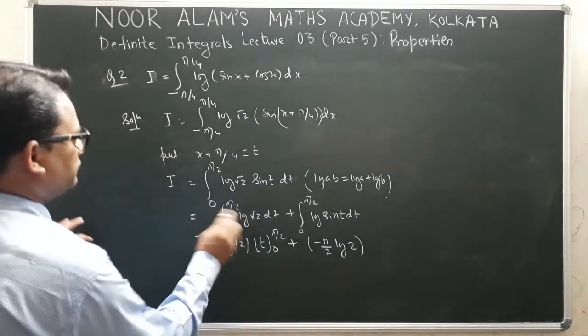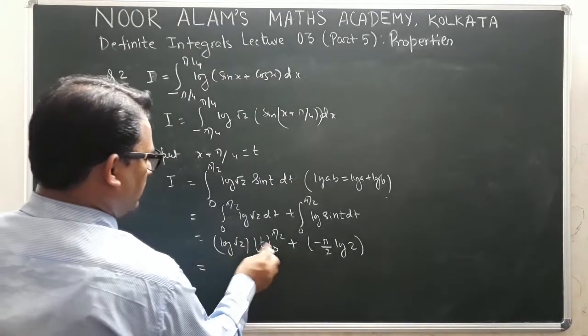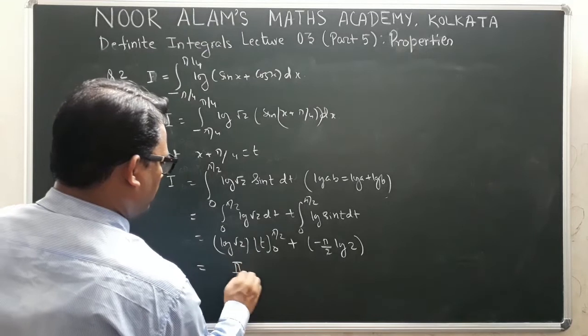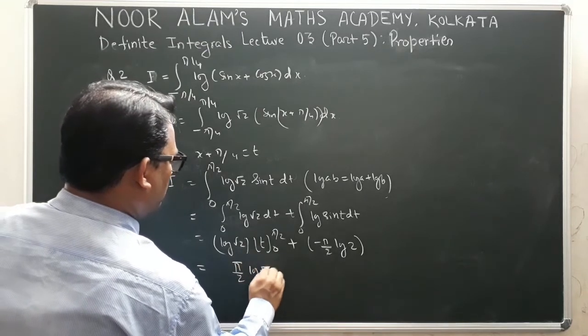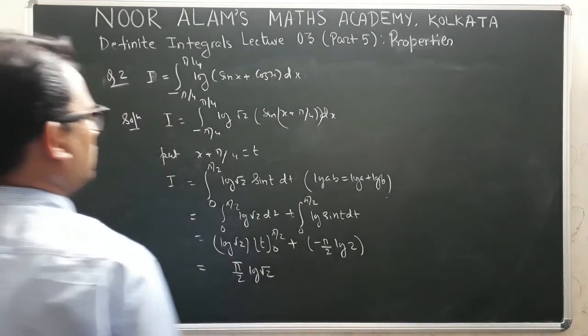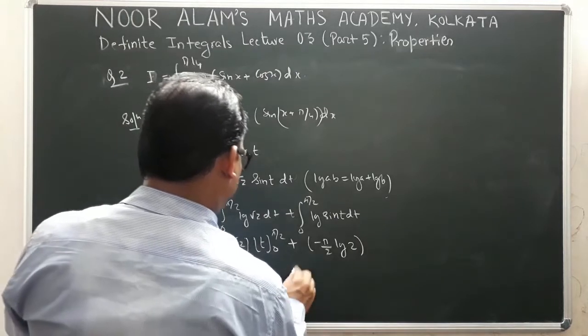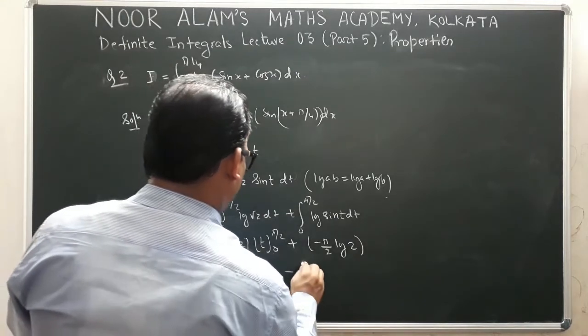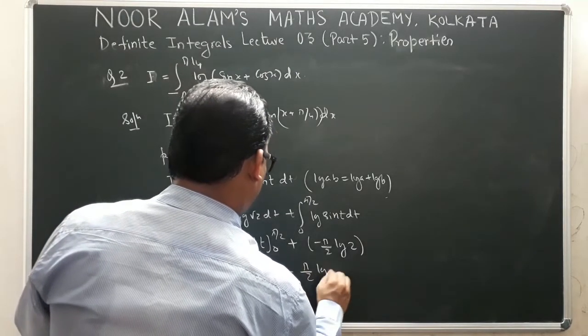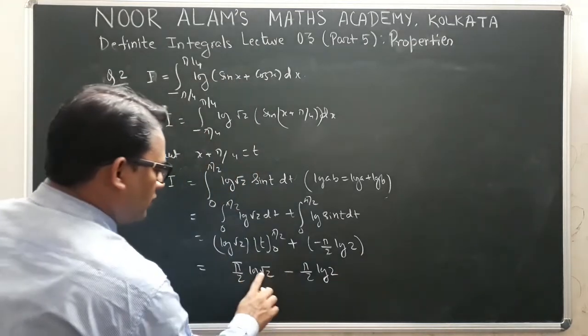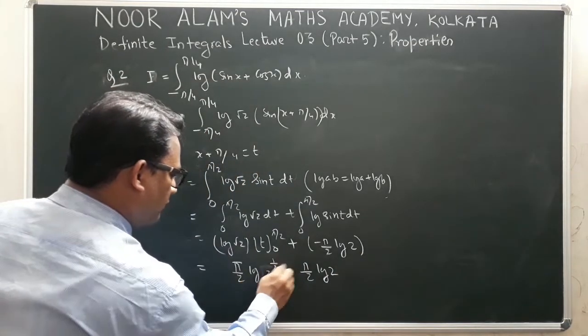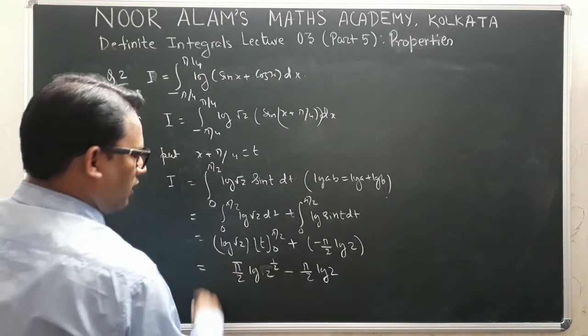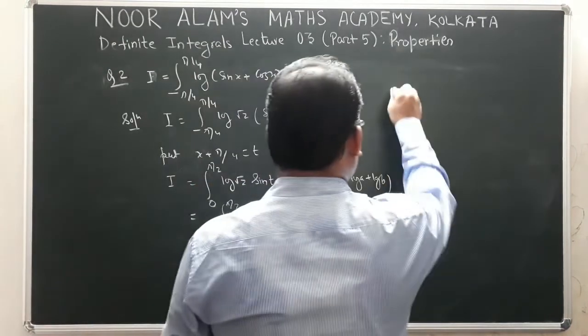Okay, so now here if you take the limit, what will we get? Pi by 2 log of root 2, and if you put 0 you get 0. So again you have here pi by 2 log of 2. So now root 2 you can write as 2 to the power half. So what will happen? You take half common, half will be outside.